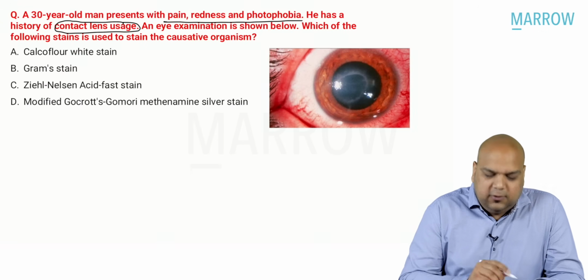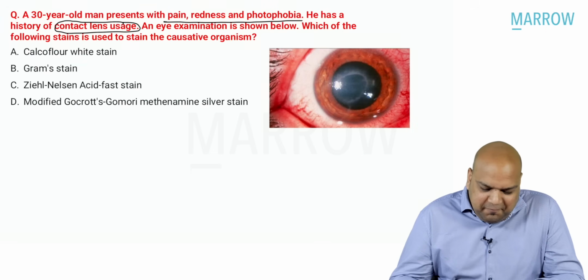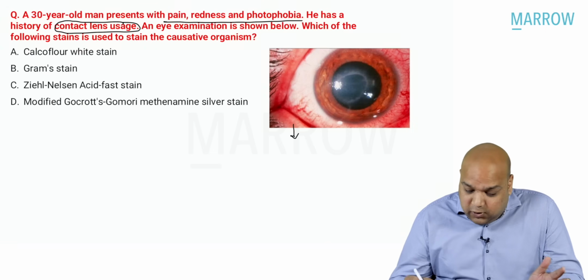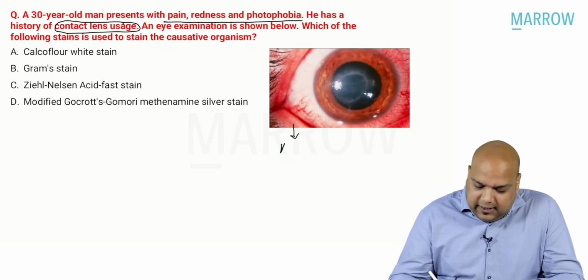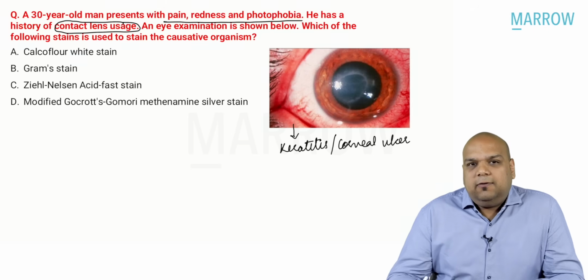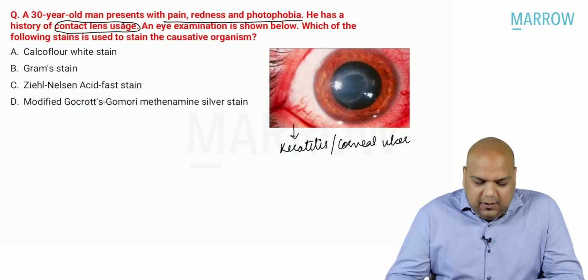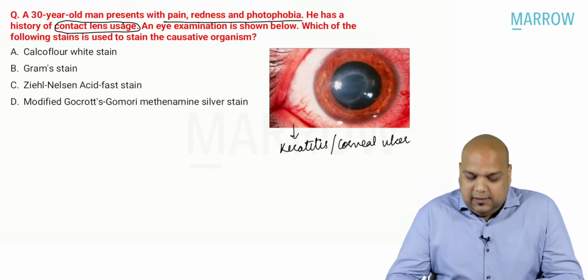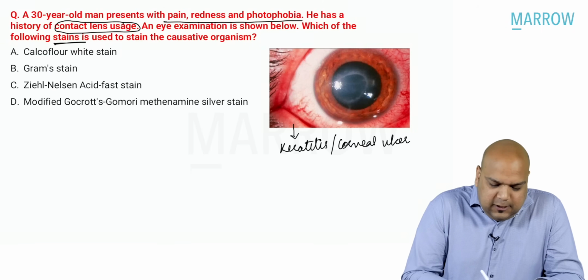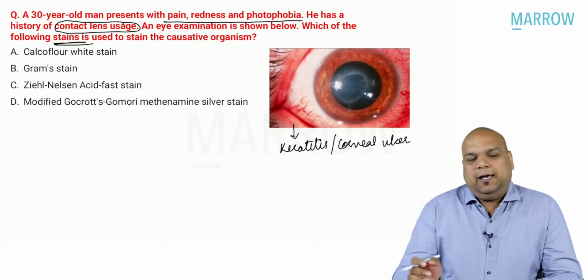Now, as soon as I hear contact lens usage, my mind starts working. An eye examination is shown below. Now, in the eye examination, what do I see? I see some kind of a keratitis, or if I can say so, corneal ulcer. I think my question gets solved here only, primarily at least. Contact lens usage with a corneal ulcer. But still, what they've asked, which of the following stains is used to stain the causative organism?